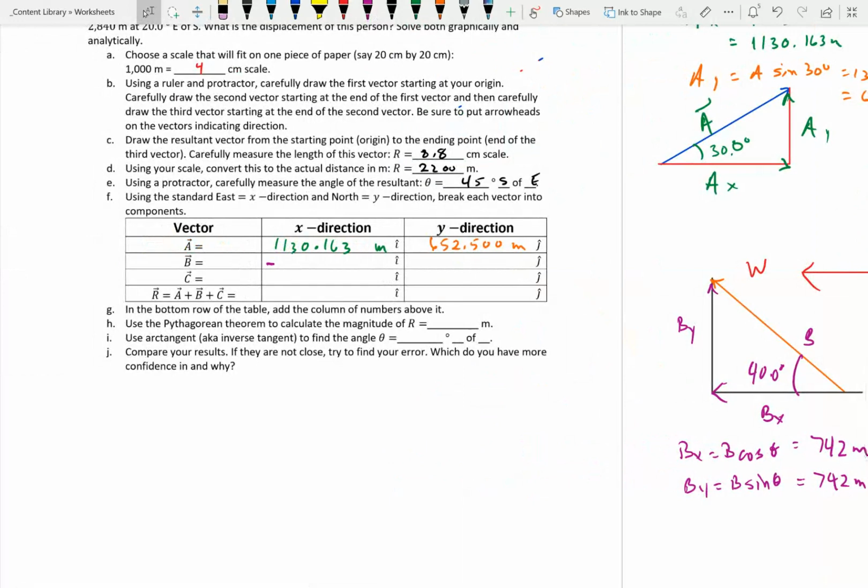So putting those in my table, I have minus, because of the direction, 568.405 and positive 476.948.